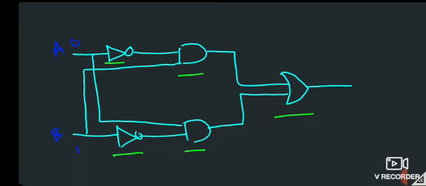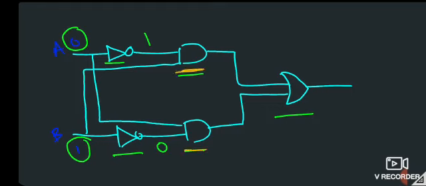The first gate is the NOT gate. 0 is converted into 1 and 1 is converted into 0. The NOT gate is an inverted version. So 0 is converted into 1, 1 is converted into 0.